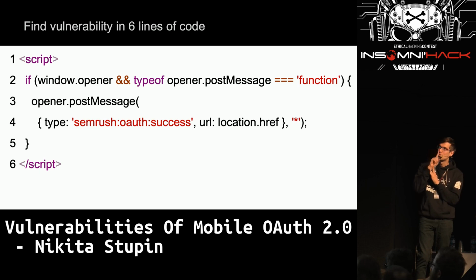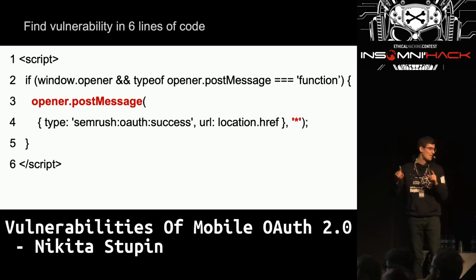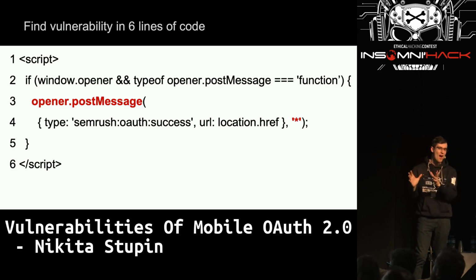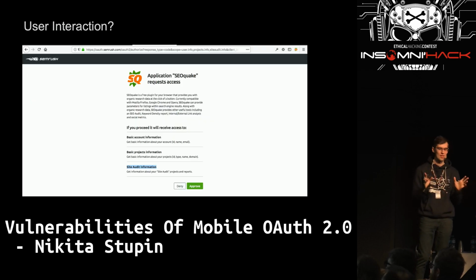Take your attention to postMessage and how it's used. It's not verifying the origin of the... Yeah, that's true. The vulnerability lies in that they're using a star in postMessage, which basically means that whatever page opens this one will receive the post message. And in this case, the postMessage contained the authorization code. So the attack worked like this.